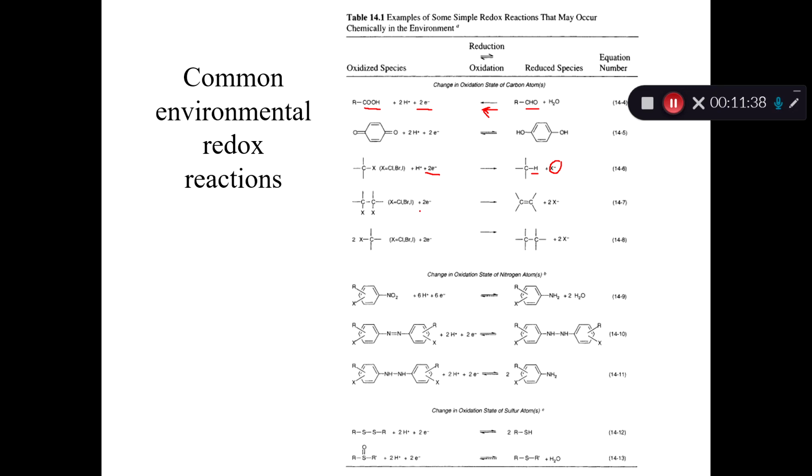Here's another example of reductive dehalogenation. We donate 2 electrons. We get to pop off both of these halogens, and we end up with a double bond here.